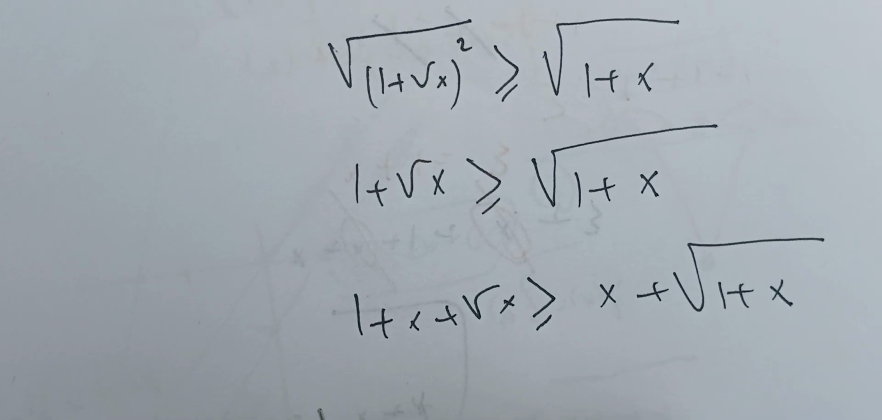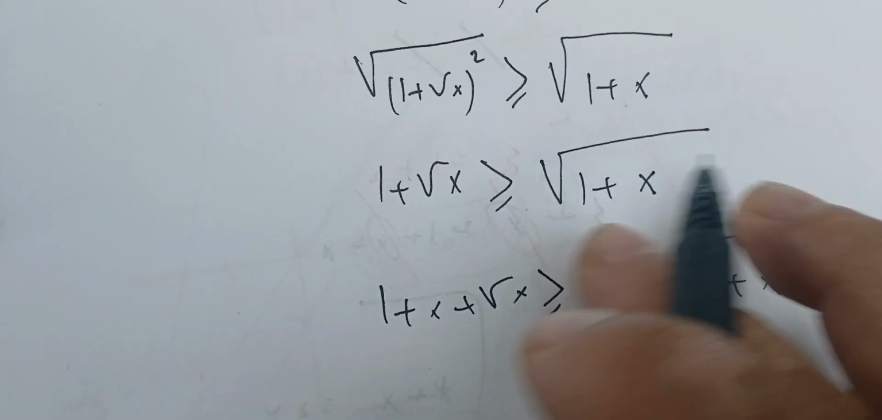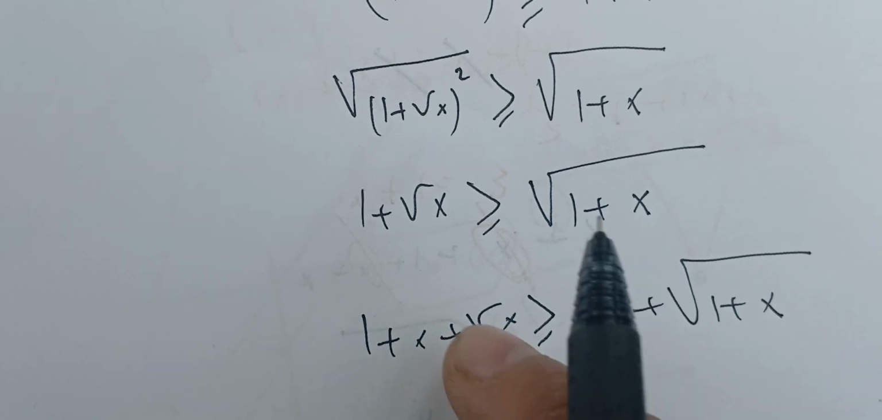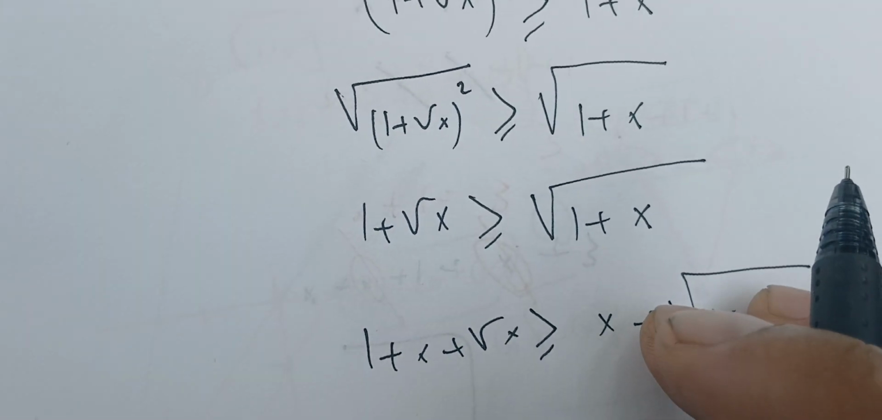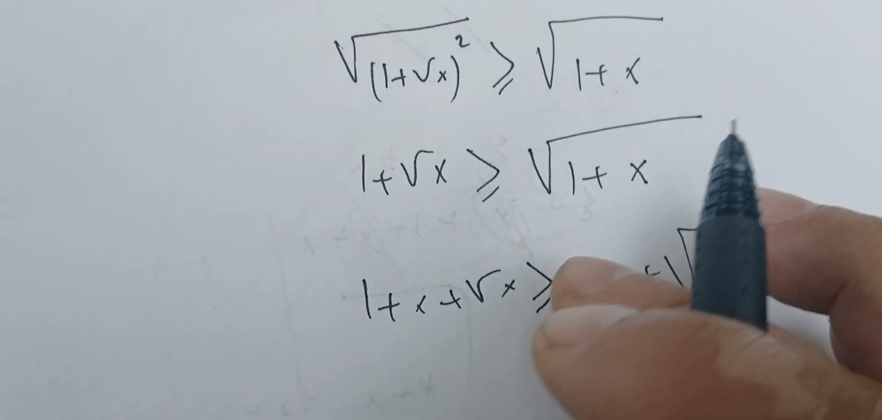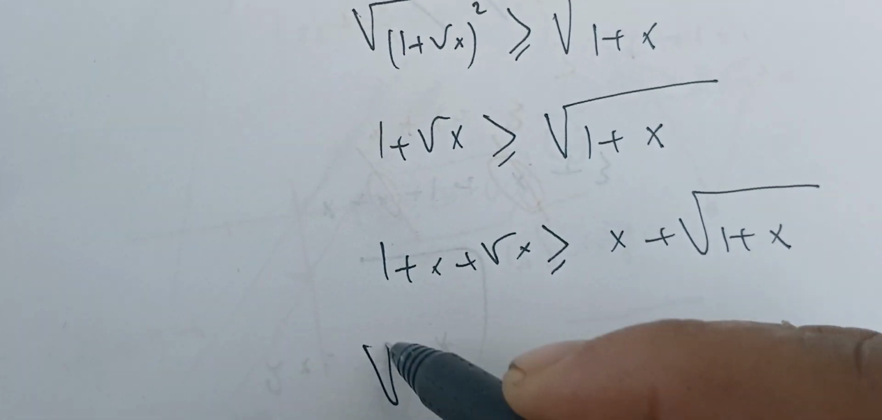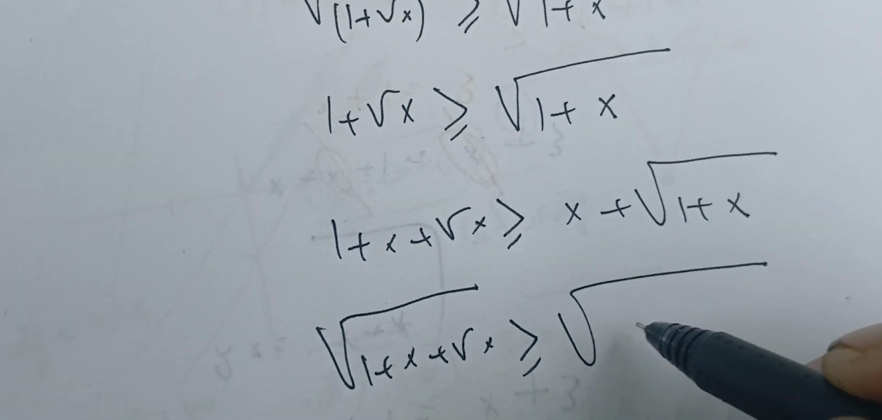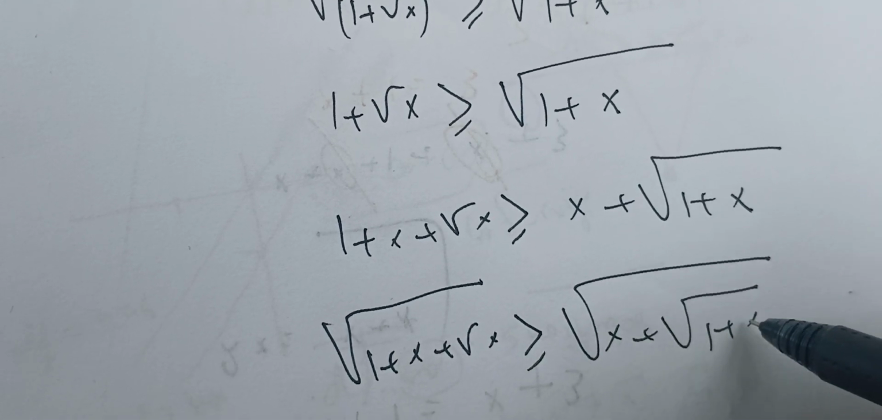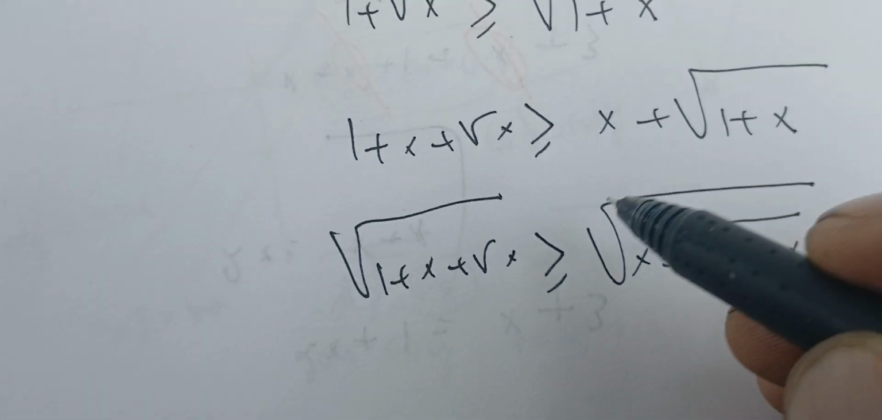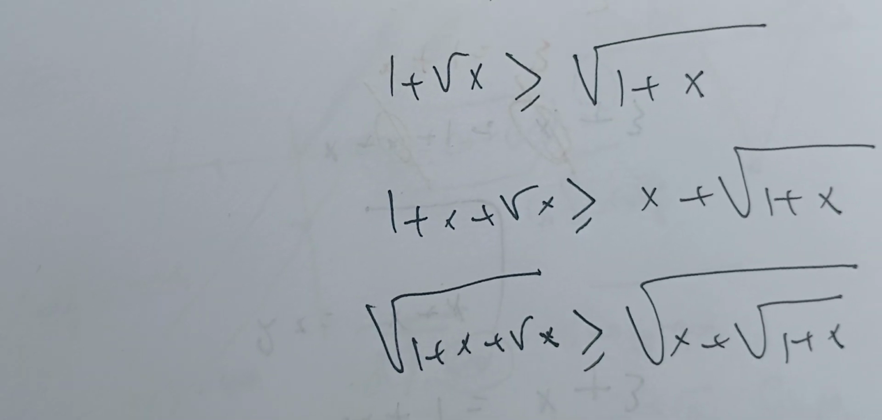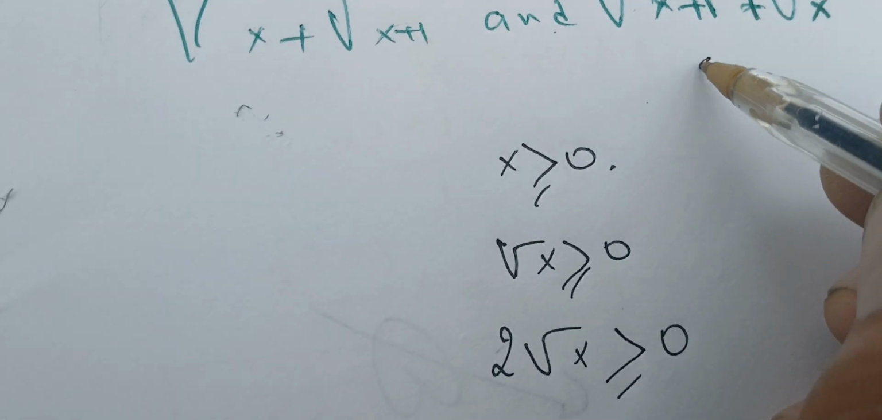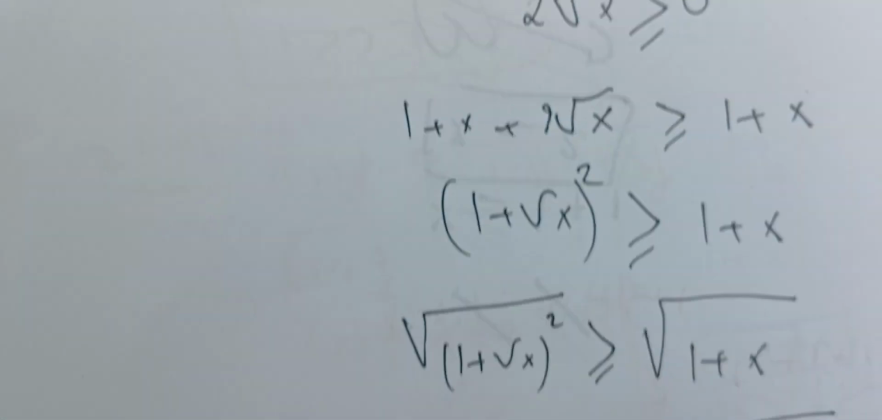That's not what I need. But these two values are positive, so I can take the square root, which is an increasing function, and I get the square root of 1 plus x plus the square root of x is bigger than the square root of x plus the square root of 1 plus x. And therefore, if I call this one A and this is B, I see that A is bigger than B.